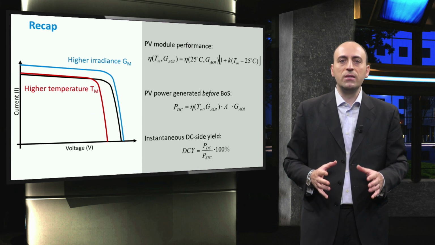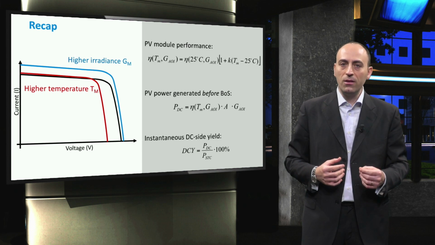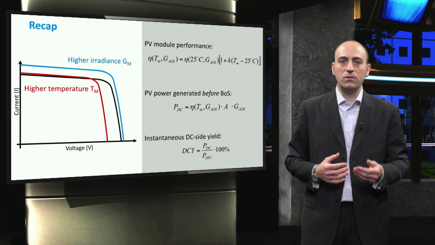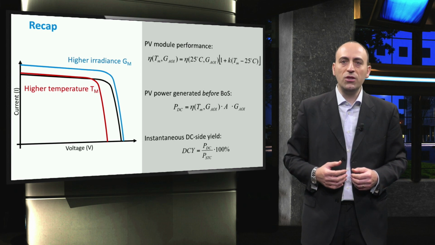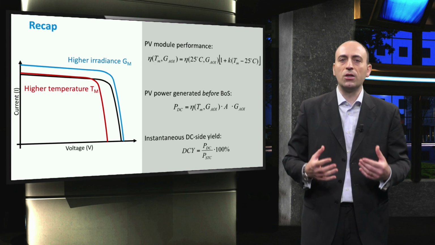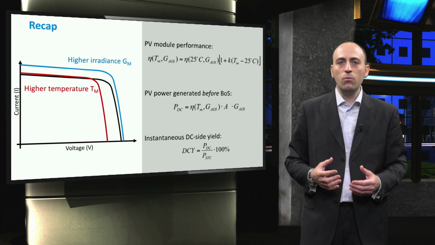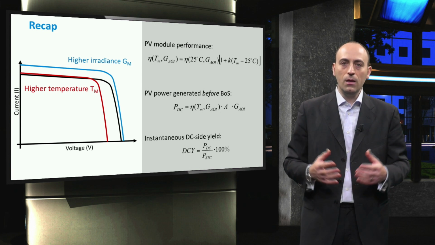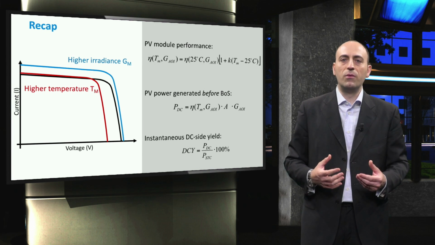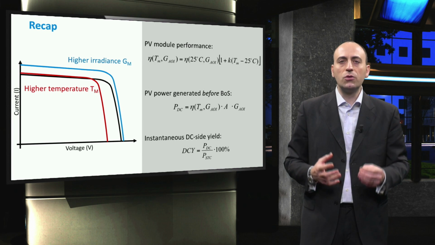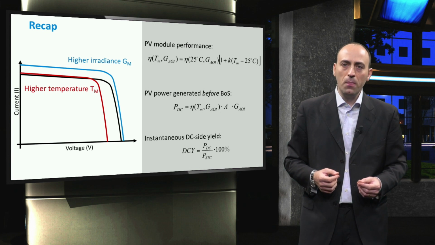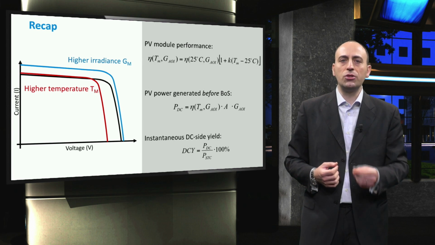In this video, we have seen that a higher temperature has a detrimental effect on the efficiency, while a higher irradiance increases the short-circuit current. The efficiency of the module was computed as a function of these two parameters, and then we obtained the DC power generated from a PV panel. Lastly, in order to evaluate the performance of the PV system, we introduced the instantaneous DC side yield. In the next video, we will see how to estimate the temperature of the module.